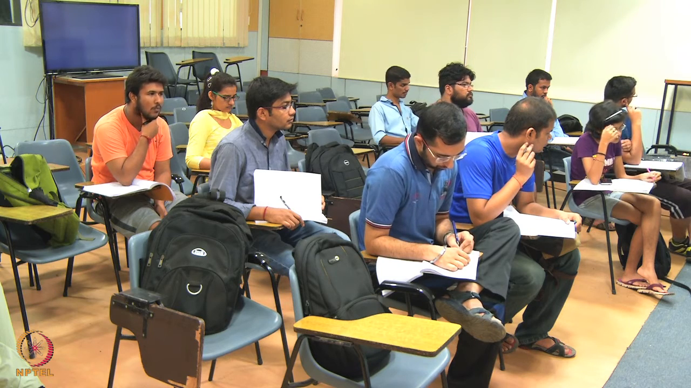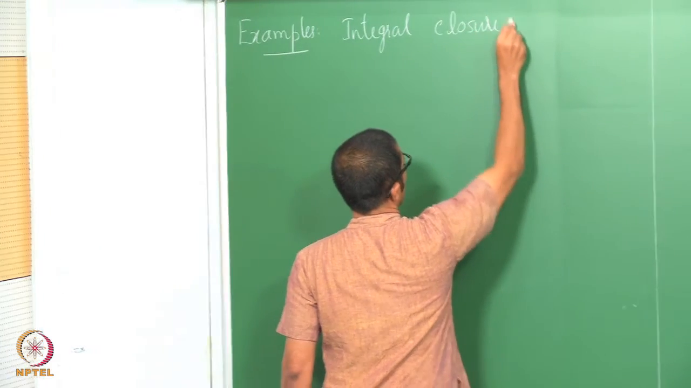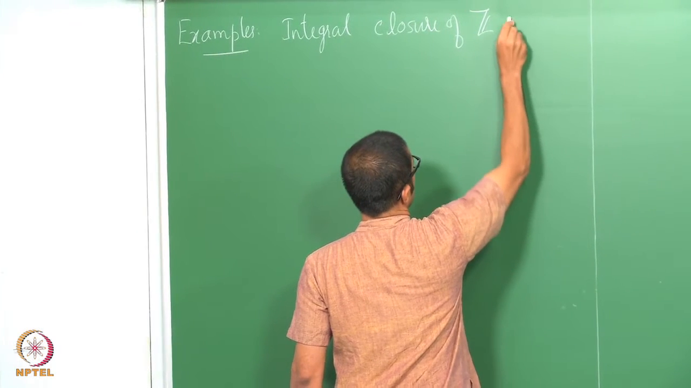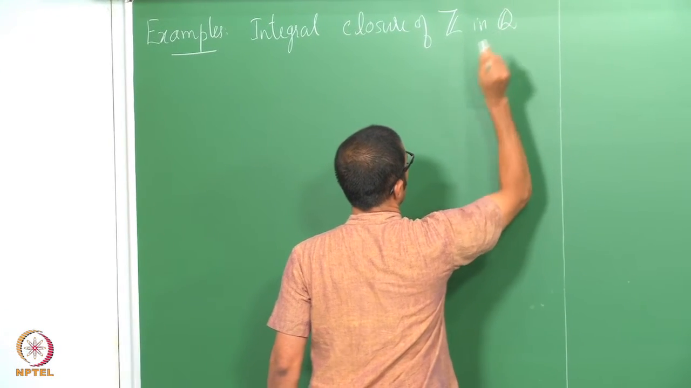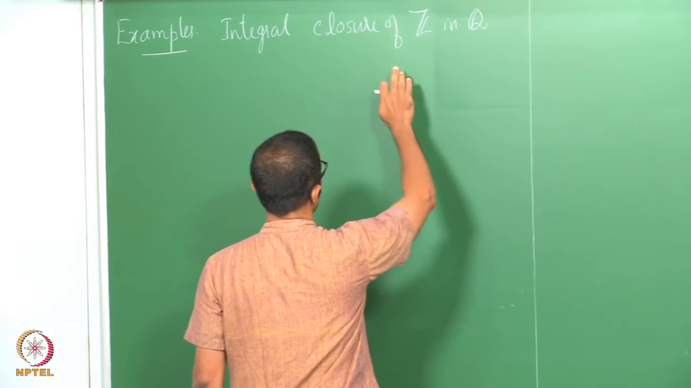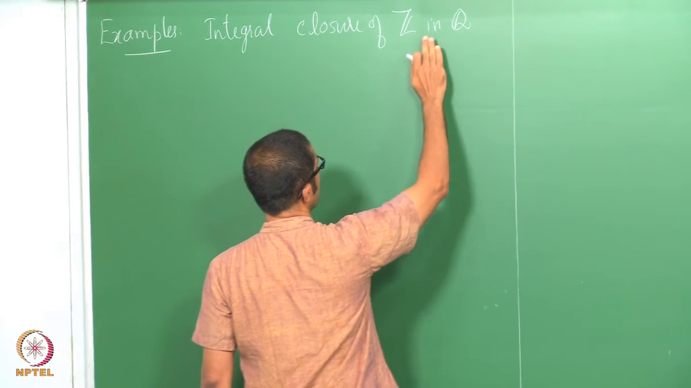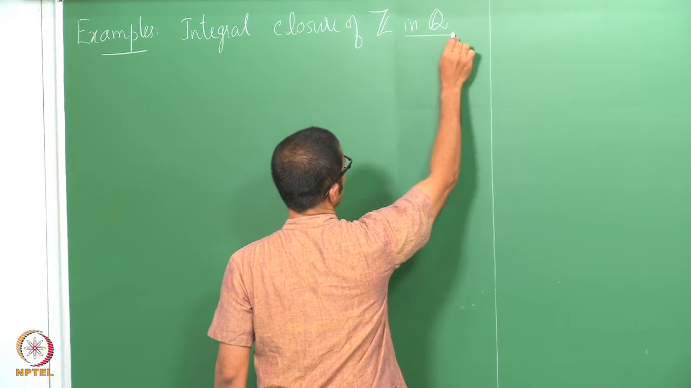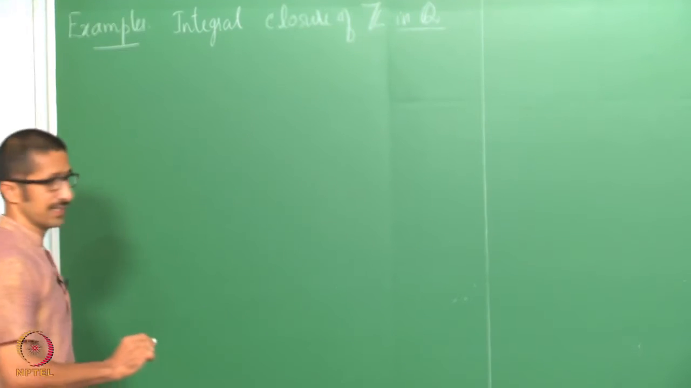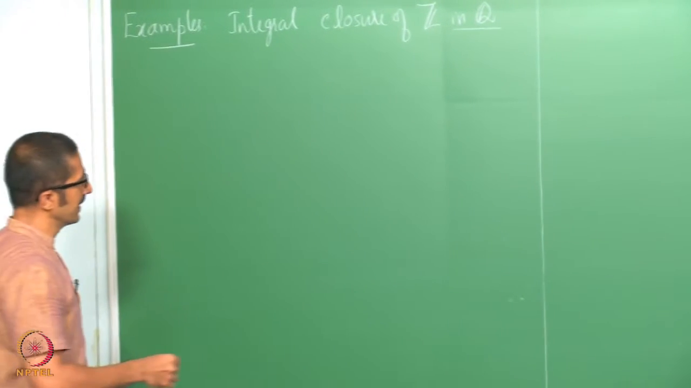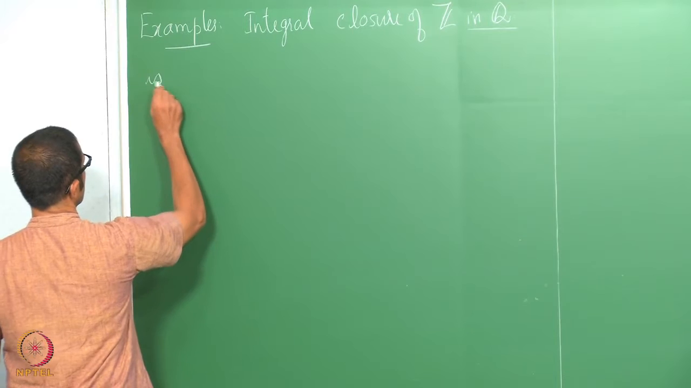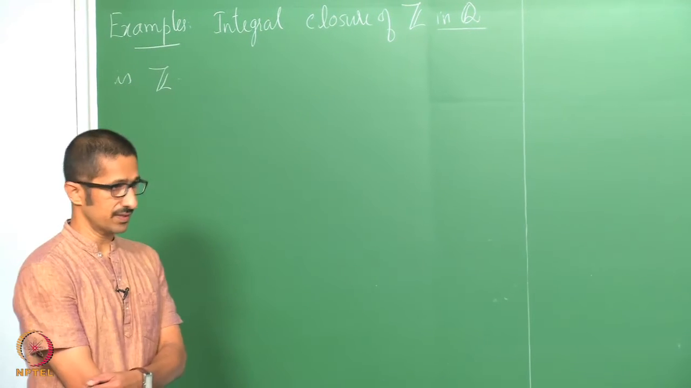Integral closure of Z in Q. So, when we are talking about a domain, I do not really have to specify this. When I say integral closure of Z, by default it is in Q. This is easy to see.